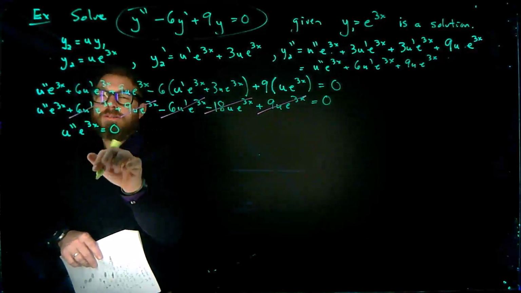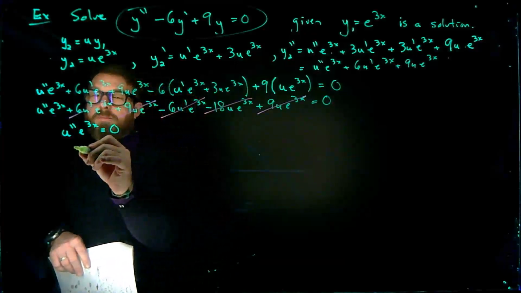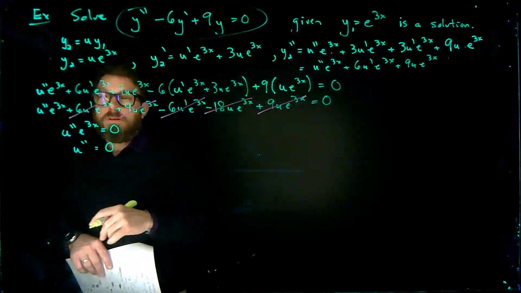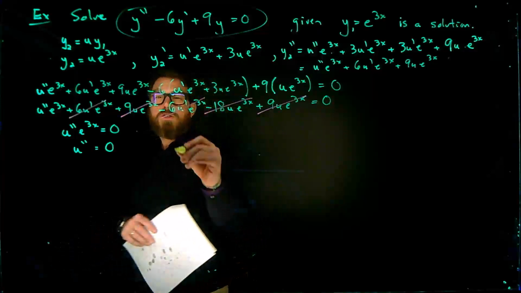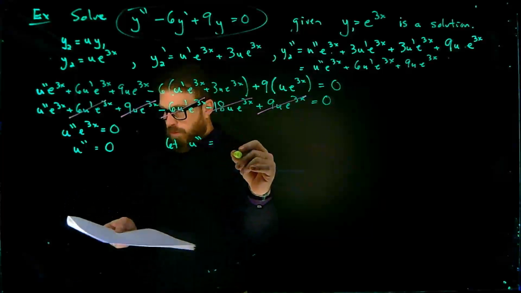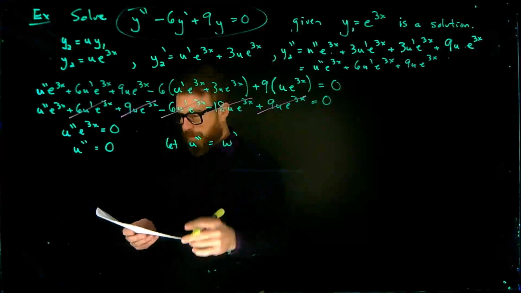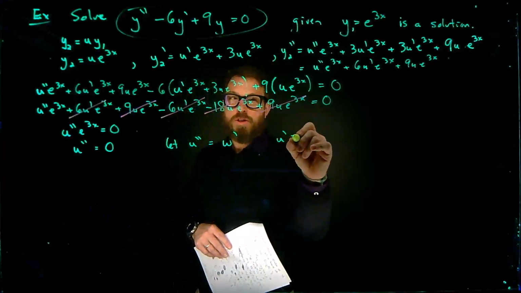is equal to 0, and since e to the 3x is a positive number, I can divide by that positive number. So 0 divided by a positive number is still going to be 0. Now this allows us to do a reduction of order. So what I can do is let u double prime be equal to just w prime, which means that u prime would just be equal to w.